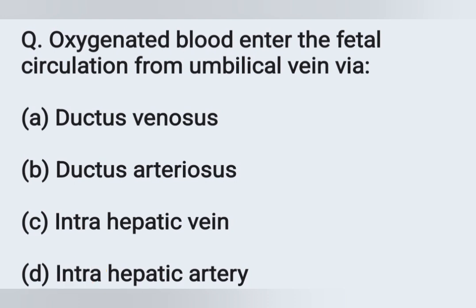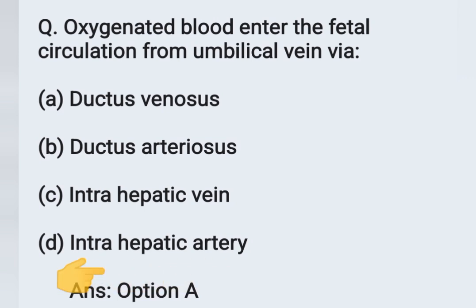Oxygenated blood enters the fetal circulation from the umbilical vein via. Option A, ductus venosus. Option B, ductus arteriosus. Option C, intrahepatic vein. Option D, intrahepatic artery. In fetal circulation, umbilical arteries carry deoxygenated blood and umbilical veins carry oxygenated blood. Oxygenated blood enters the fetal circulation from the umbilical vein through the ductus venosus. Option A is the correct answer. Move on to the next question.